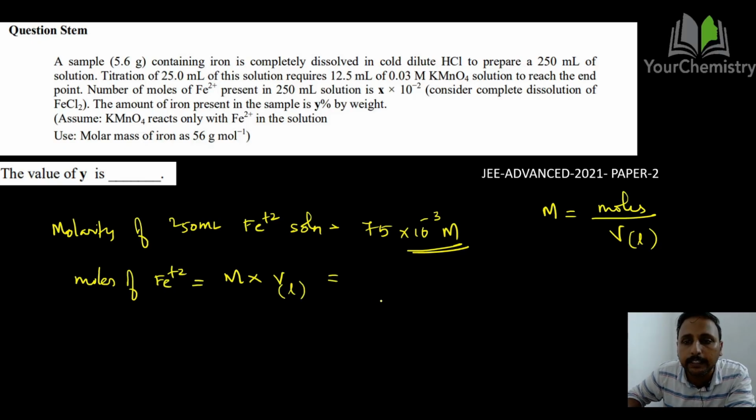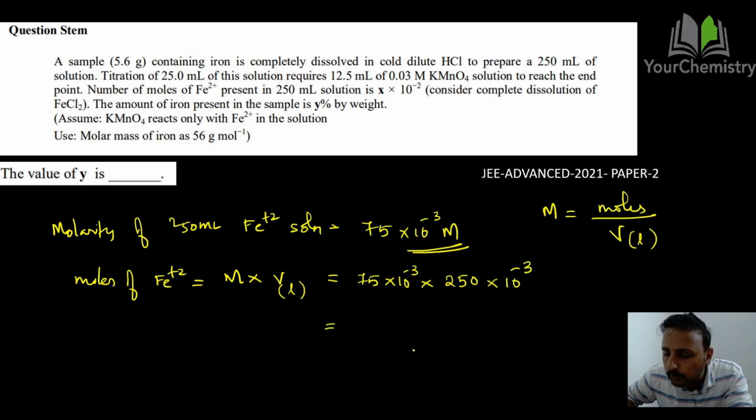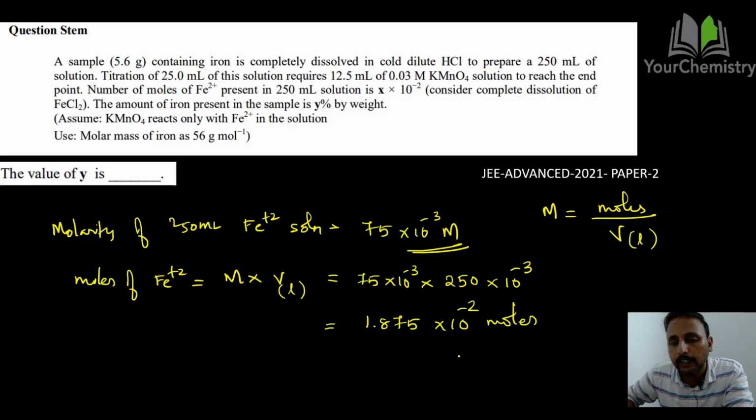So what is the molarity we got? That is 75 into 10 raised to minus 3. And what is the volume? 250 milliliter, I need to convert that into liter by multiplying by 10 raised to minus 3. So on solving this, you will get 1.875 into 10 raised to minus 2 moles of Fe plus 2 are there.